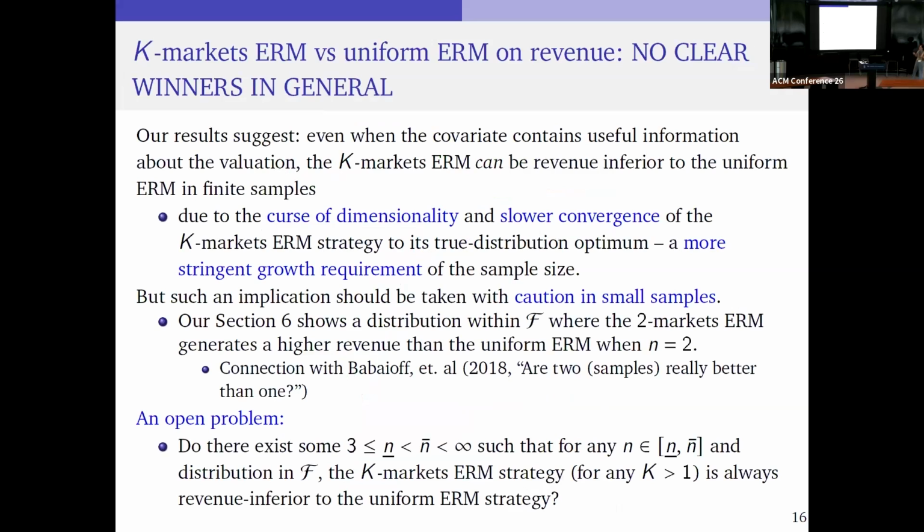Okay. So the next one. You might think that the smaller the sample size is, the better off you are not using 3PD. And that story is also not true. So the end of the story is that you have to be careful with a very small sample. We do have an example where we show a distribution within the big class of distributions we're considering, such as the two-market ERM, that actually generates higher revenue than uniform ERM, with the sample size being between the two, and that distribution is based on this paper. Two samples really are better than one. So it all addresses the same kind of very small finite sample approach.